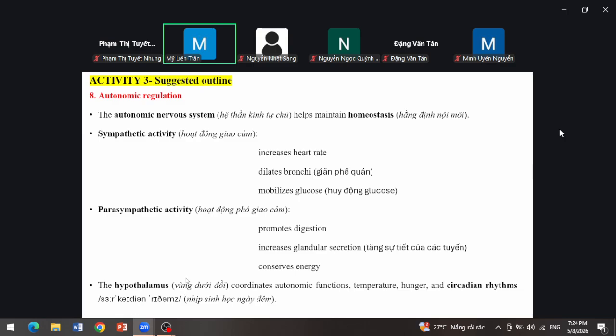Hypothalamus coordinates autonomic functions, temperature, hunger, and circadian rhythms. Circadian rhythms là cái nhịp sinh học. Thì vùng dưới đồi kiểm soát những cái chức năng tự động, thân nhiệt, đói và những cái nhịp sinh học ngày đêm. Circadian rhythms.